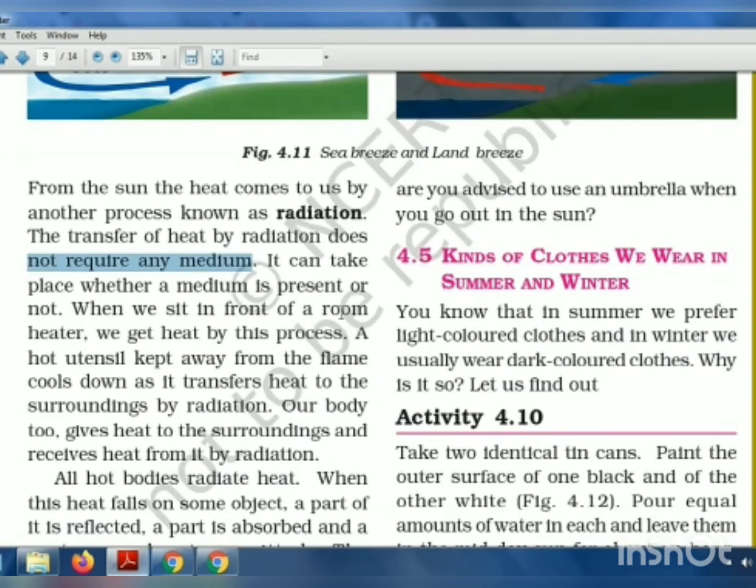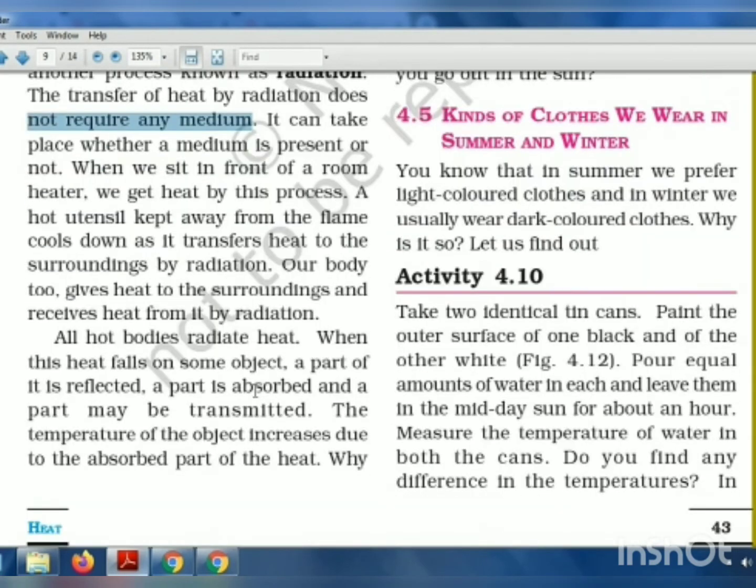So when we sit in front of a room heater, we get heat by this process. A hot utensil kept away from the flame cools down as it transfers heat to the surroundings by radiation. Our body too gives heat to the surroundings and receives heat from it by radiation. These are the different examples of how heat transfers through radiation.